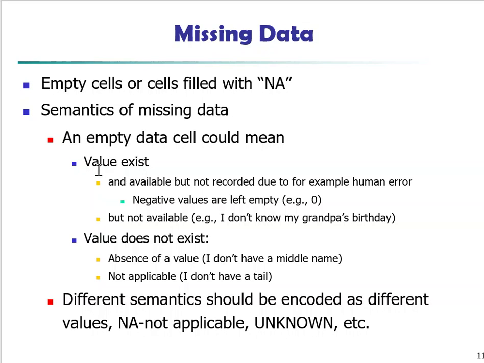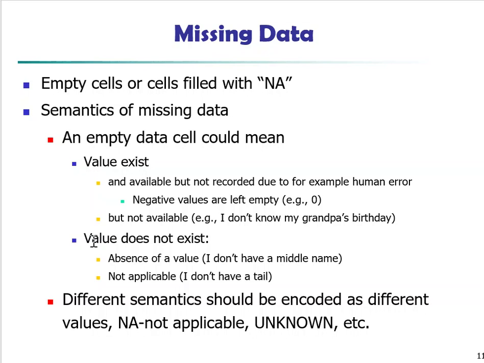Another type: the value does exist, but is not available. For example, when I fill out applications for, I don't know, the citizenship form, they ask, what's your grandpa's birthday? Well, my grandpa obviously has a birthday, but how do I know when? I don't know my grandpa's birthday. Seriously. So the value exists, but it's not available at the time for me to enter that value. So that's a second semantics that missing data could carry.